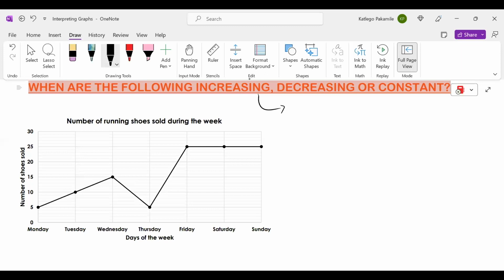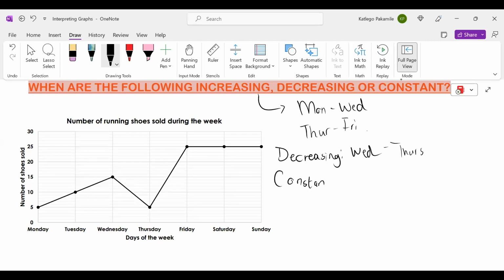Here we go. Palisa has given us a summary of the whole graph. So she says increasing is from Monday to Wednesday. Again, from Thursday to Friday. That will be increasing. Decreasing, you said it's from when to when, Palisa? Oh, Palisa's gone, never mind. She said from Wednesday to Thursday, it's decreasing. My handwriting is horrific. And then it will remain constant from Friday to Sunday.